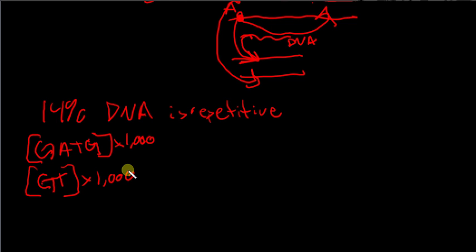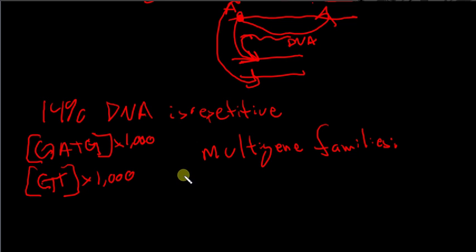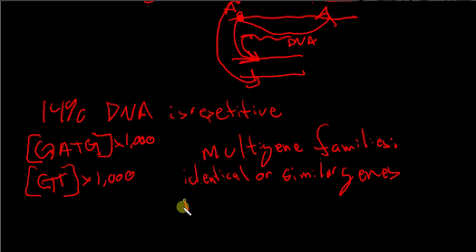And the rest of your repeating DNA is something called multigene families. These are identical or similar genes that are repeated.